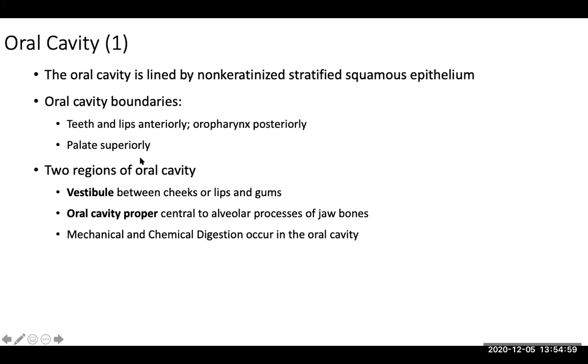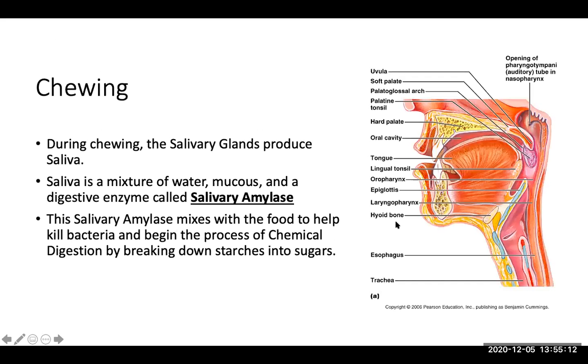There's two regions. The vestibule is between the cheeks or lips and the gums, and the oral cavity proper is central to the alveolar processes of the jawbones. Mechanical and chemical digestion occur in the oral cavity. So chewing is the first part of mechanical digestion.